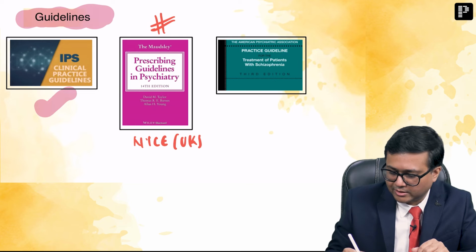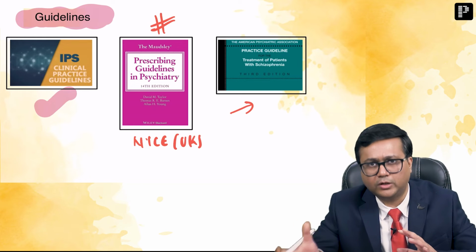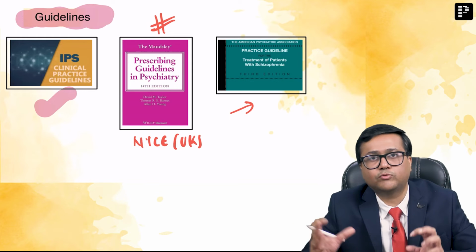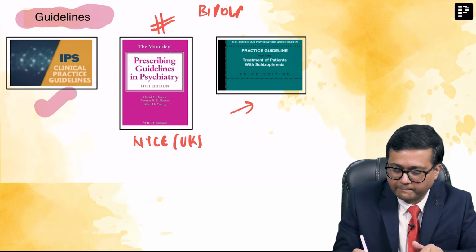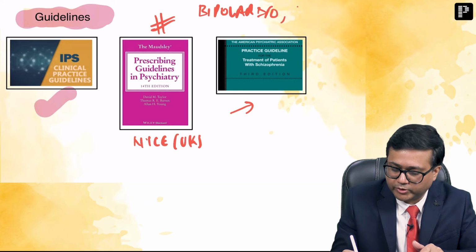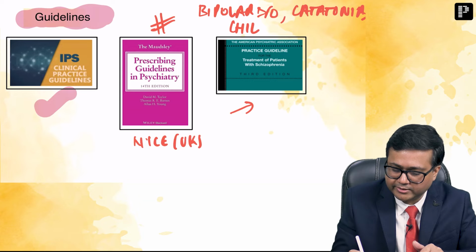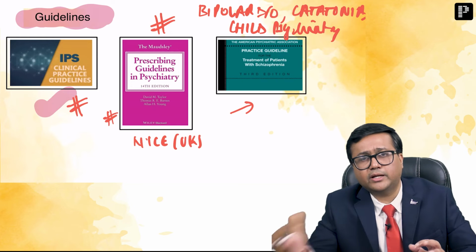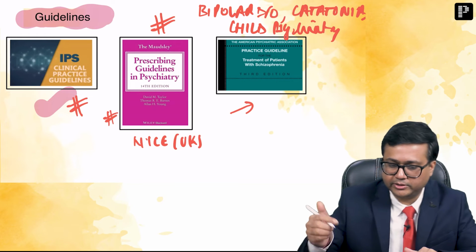Then there are certain other guidelines such as the APA guidelines. Again, APA guidelines, some of them are older, and some recent ones such as for treatment of schizophrenia are there. So again, you can follow them as well. Then there are other guidelines, for example, for treatment of bipolar disorder, then for treatment of catatonia in child psychiatry. Then there are certain other guidelines as well. So guidelines again are very important, and these two again are some of the important resources, and along with this, some of the other guidelines you can read. Very important to read these guidelines.